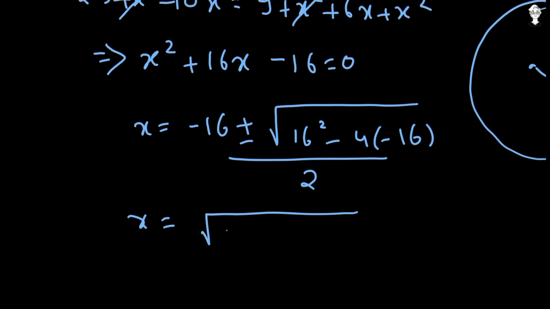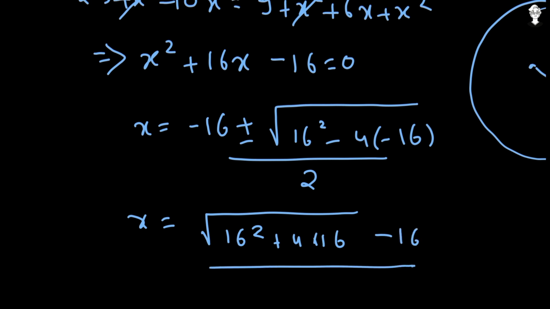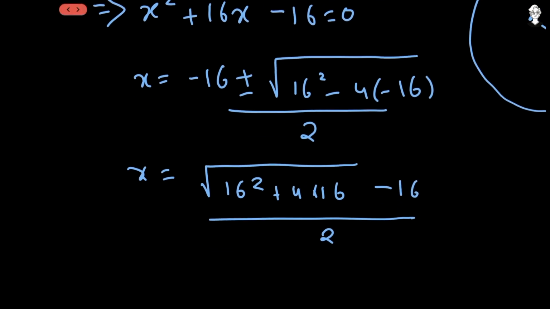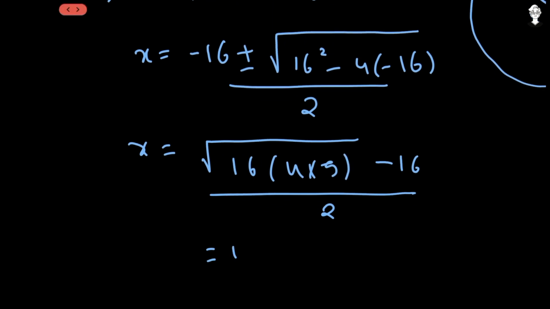Therefore, square root of 16 square plus 4 times 16, minus 16, upon 2. Now over here we can see that 16 square plus 4 times 16 is there, so I can simply take 16 common. Inside the bracket 16 plus 4, and that is equal to 20. So 16 into 20. Now 20 can be written as 2 into 2 into 5, and that's simply 4 into 5. So let me write it as 4 into 5. Now 16 is a complete square of 4, 4 is a complete square of 2, and 5 isn't. So square root of 5 as it is, minus 16, upon 2.